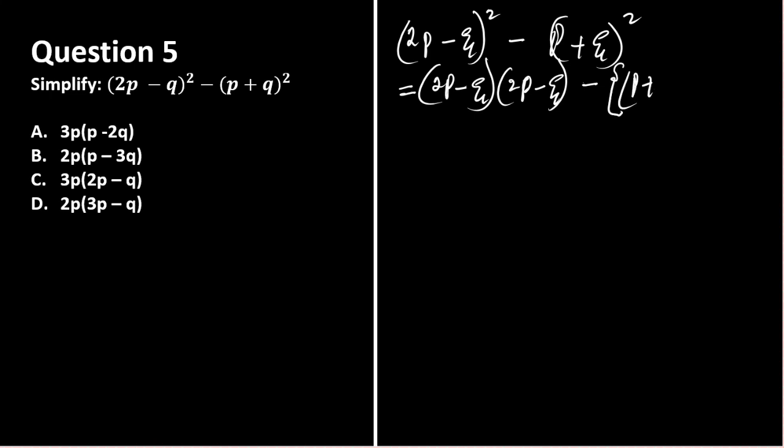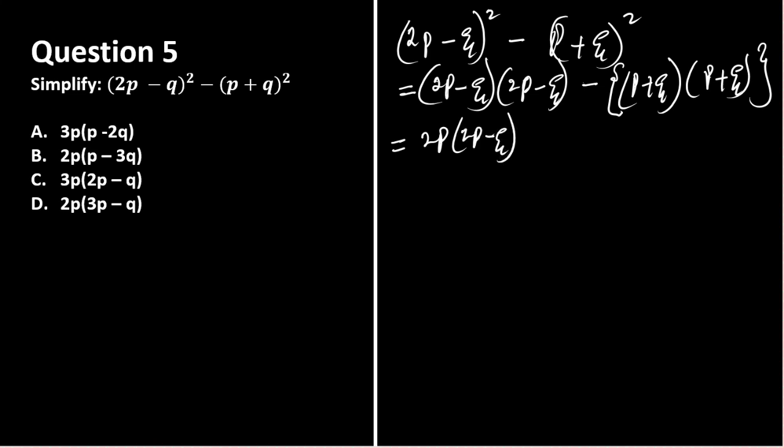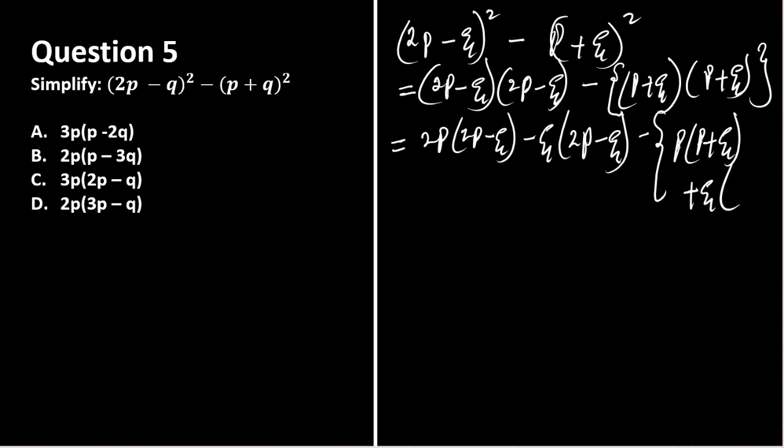Then this is the same thing as (p + q) into (p + q). You close this bracket, close the large bracket. Now this becomes 2p into (2p - q), minus q into (2p - q). Now we come into our negative sign and our large bracket. This is p into (p + q) plus q into (p + q). Now we can close our bracket. So this is the same thing as 2p times 2p, that's 4p squared, minus 2p times q, that's minus 2pq. Q times minus 2p, that's minus 2pq.